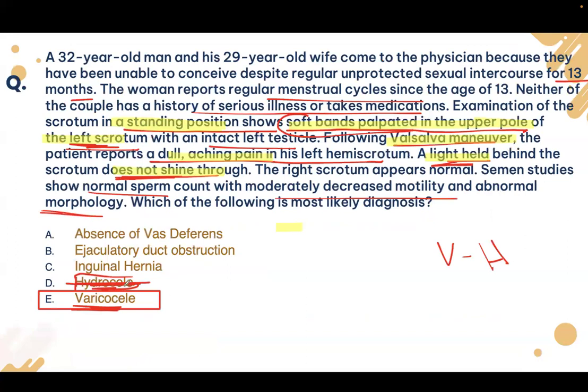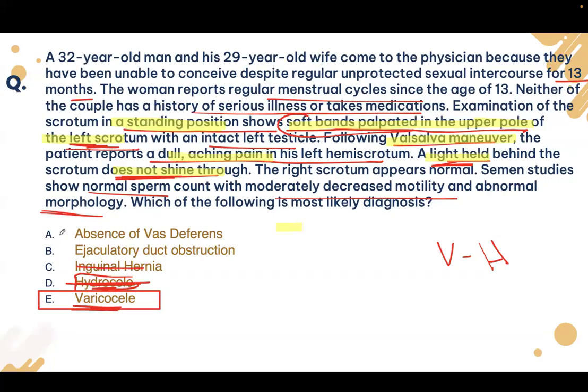So let's go back to our question. The answer here is varicocele. We ruled out hydrocele. Inguinal hernia won't present with these typical physical examination findings, which is that the light held does not shine, and also varicocele is more prominent in standing and more prominent in valsalva. Inguinal hernia won't have this kind of typical presentation, so we can rule it out.